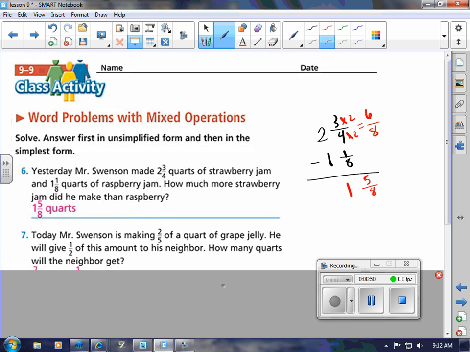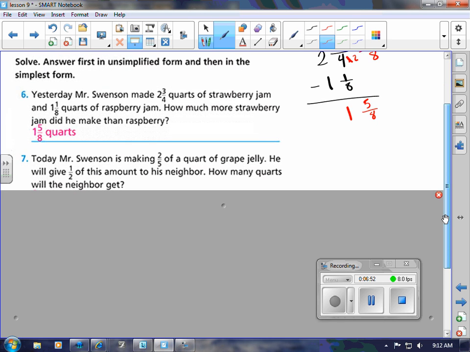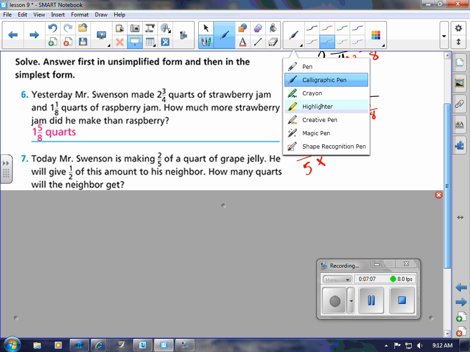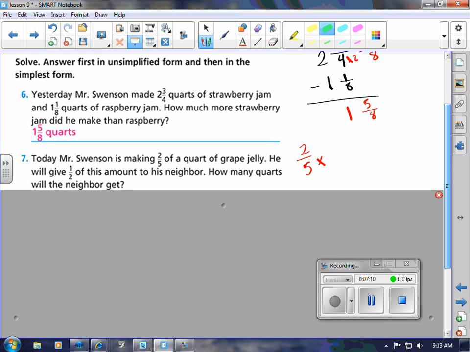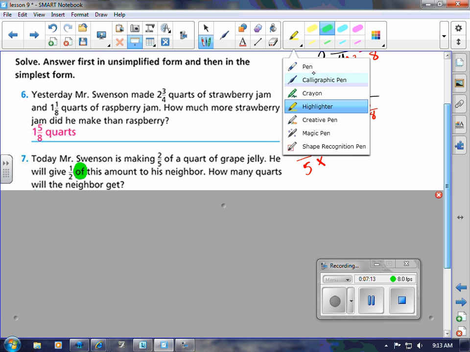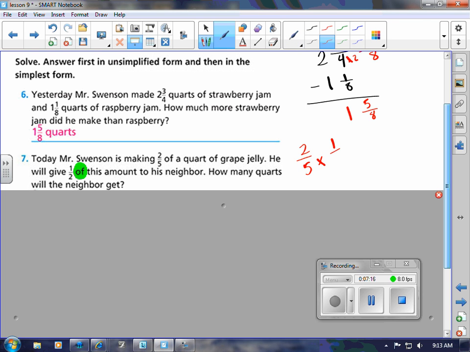All right. Today, Mr. Swinson is making 2/5 of a quart of grape jelly. He's going to give half of that amount to his neighbor. How much will he give? Okay, this is a multiplication one. I'm going to take 2/5 because he's giving 2/5 of, right? Look for those keywords. This is my keyword right here, of, 2/5 of. It tells me I'm going to multiply. So I'm going to take 2/5 and multiply that by 1/2. These actually cross each other out when I think about multiplying, and I get 1/5. I'm going to show you if I just multiplied straight across, I would get 2 over 10, which is equal to 1/5. So hopefully that makes sense to you.